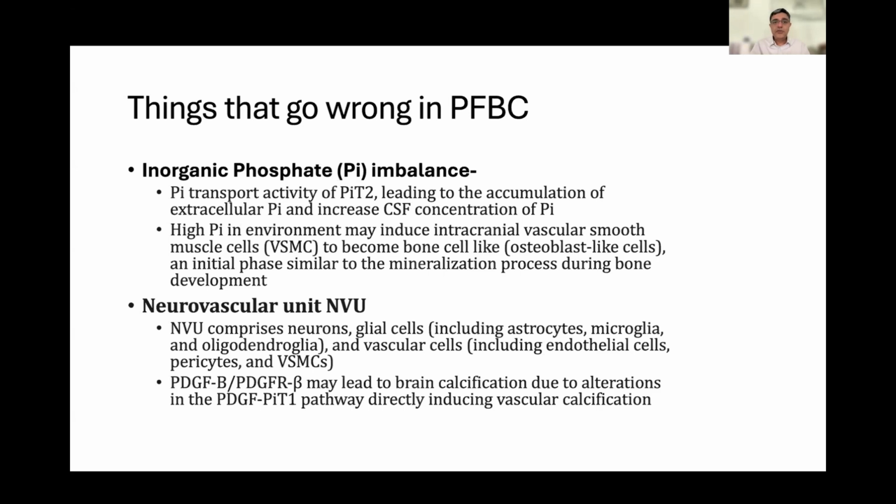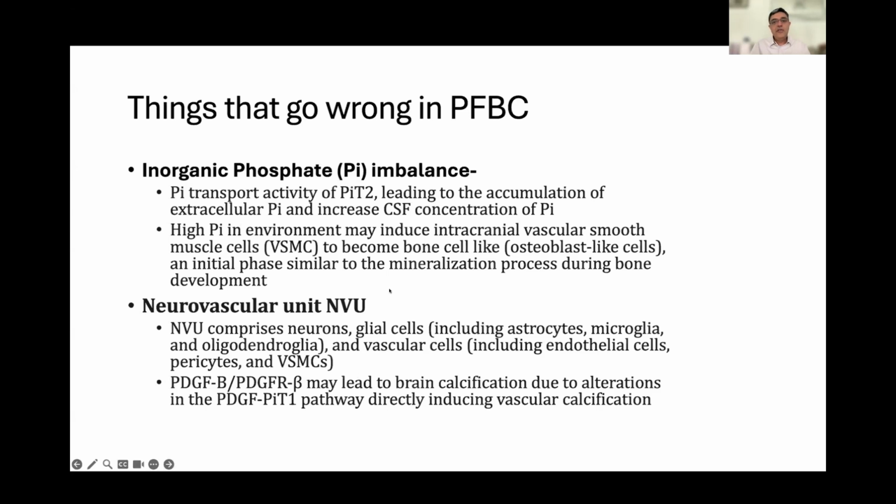So the transporter 2, which is the inorganic phosphate transporter 2 called PIT2, is important. And when this is faulty, let's say due to a genetic mutation, there is an increased concentration of phosphate in the fluid that surrounds the brain. I'll tell you a bit more about this, but one of the problems that happens is there's too much phosphate in the extracellular space around the brain tissue, and also increased phosphate in the CSF, the fluid that surrounds the brain.